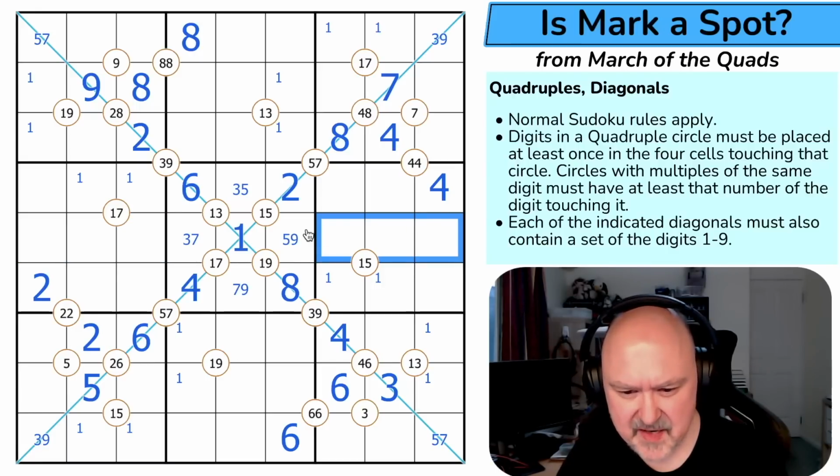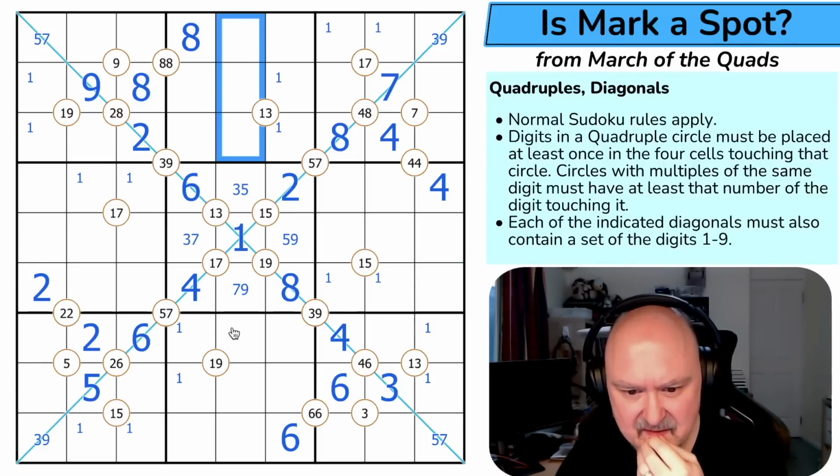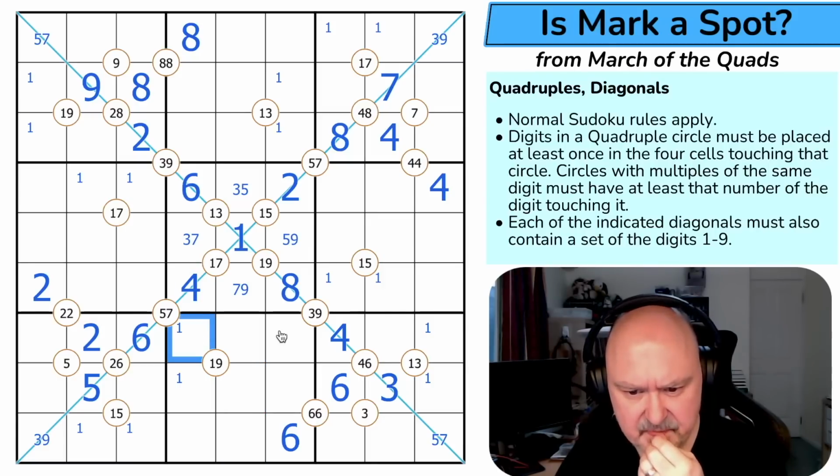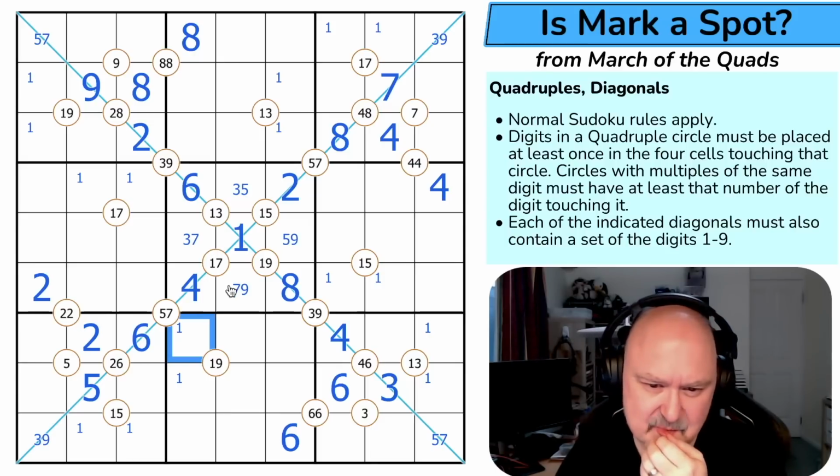Is this now a parity puzzle? Do I need to do parity coloring? 6 is up here and 8 is down here. Like, this is odd because it sees 2, 4, 6, and 8. Do I need to colour this as parity? Surely not.